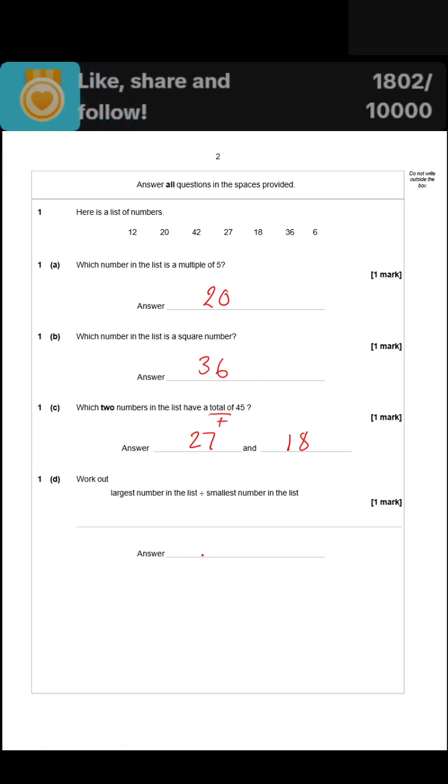So on to 1D, the largest number in the list divided by the smallest number. So the largest number there is 42. The smallest number is 6. We divide those and we get an answer of 7. So this is AQA for those who are asking. So we'll look at the AQA foundation part 1 first, then we'll move on to the Edexcel foundation, and then after that we'll do the same for higher.